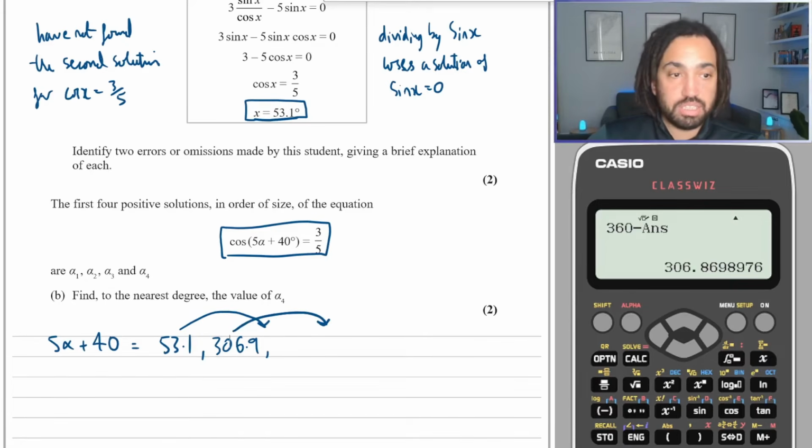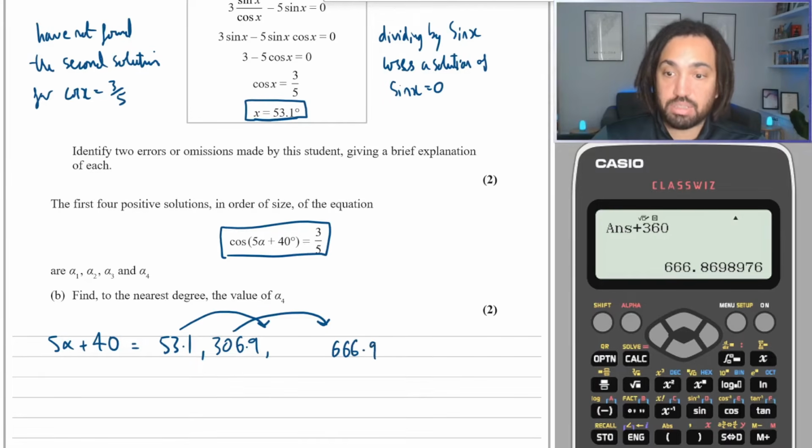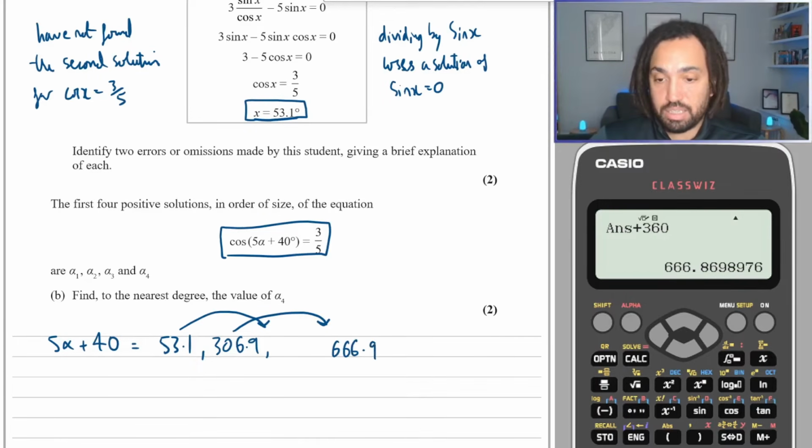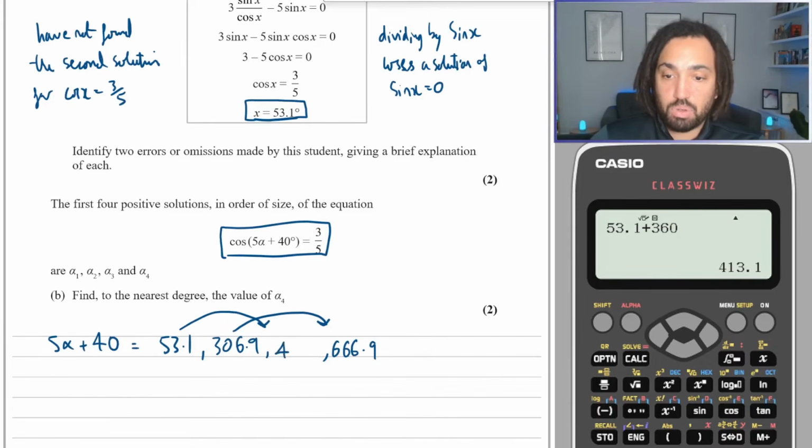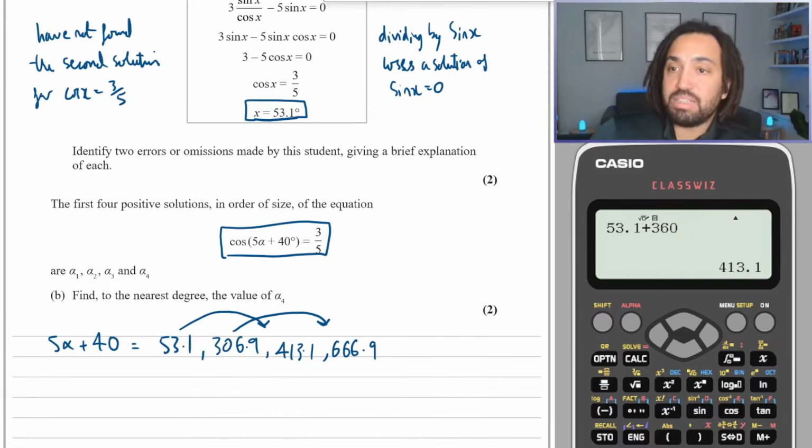So adding 360 to the one I already have on the calculator is going to give me my fourth solution, which is 666.9. And I also need to add 360 to the one I had the first solution, and that gives me 413.1. Now, it does say that these are the first 4 positive solutions.